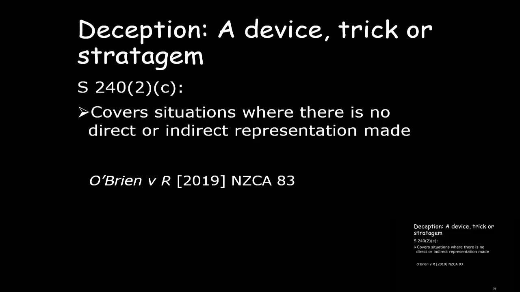But where it fell into being a device, trick or stratagem was that after they got the actual licence, they had this strategy to hide the fact that he was still involved. And that hiding his involvement, his continued involvement in the company, was considered to be deception under Section 240, subsection 2C, right? Because it was an ongoing strategy.